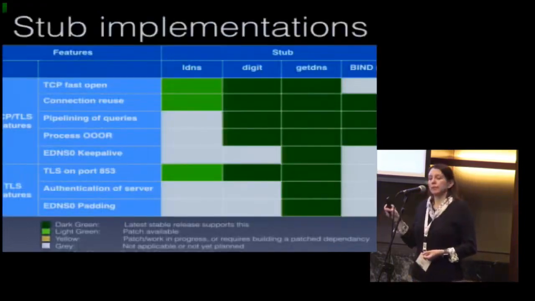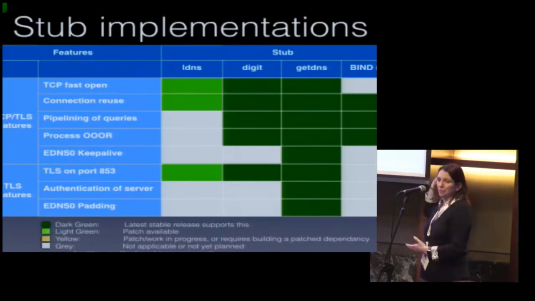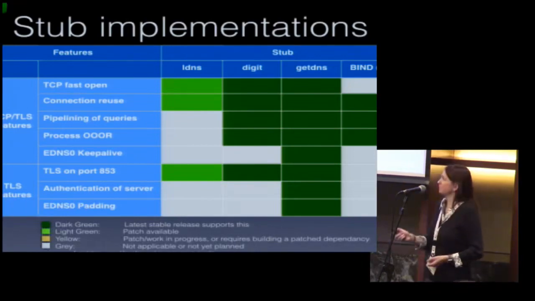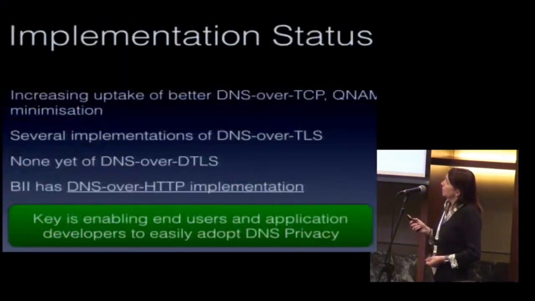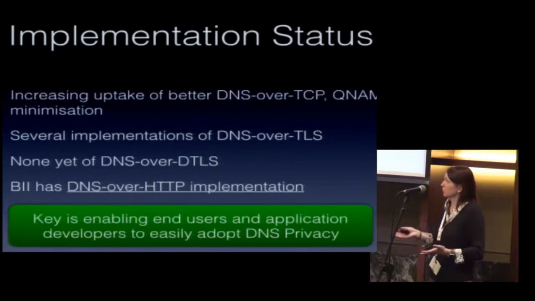On the stub side, most of the energy and effort has been expended over the last few years towards Get DNS, and I'll talk about that a little more on the next slide. You'll notice some notable omissions from this in terms of deployed and used libraries, and that's a real challenge in terms of getting new features into those libraries. So essentially, there's uptake of this, there's implementations of DNS over TLS. We're waiting for an implementation of DNS over TLS. That would be good to add to the mix. And BII has a DNS over HTTP implementation that's available as well.